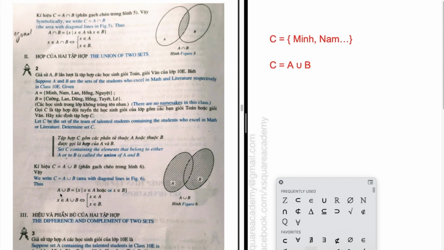Thus, the union of A and B contains x such that x is an element of set A, or x is an element of set B. Okay, another way to express it: x is an element of the union of set A and set B if and only if x is an element of set A or x is an element of set B. So we can call this symbol the word "or": A or B. Okay.